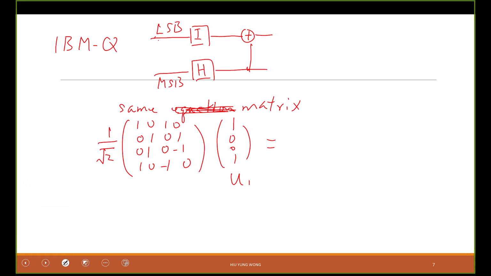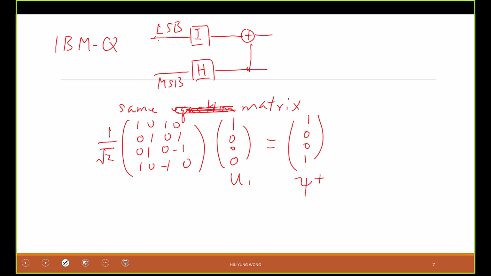Okay, he said 1001. Let's see. Yeah, the first one is 1. So maybe I wrote it wrong. Oh, there should be no 1 at the end. Thank you. Yes, exactly, because this is the U, right? So 1, 0, 0, 1, okay, which is the psi plus state.